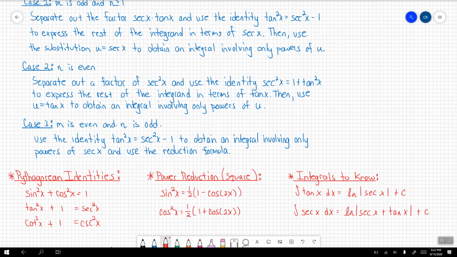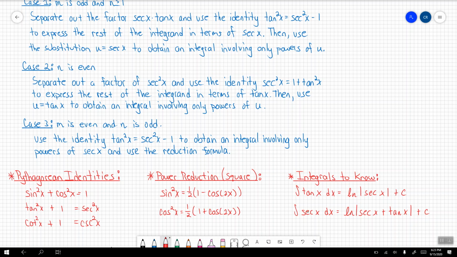And then finally, the integrals to know moving into this section and progressing through the course. We're going to need to know what is the integral for tangent of x. That one we've derived to be the natural log of the absolute value of secant of x plus a constant. And we must also know the integral for secant of x dx. This is going to be equal to the natural log of the absolute value of secant x plus tangent of x. And then we have plus a constant.